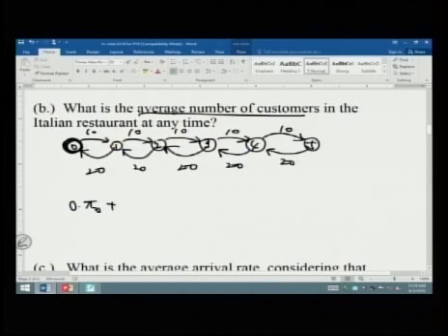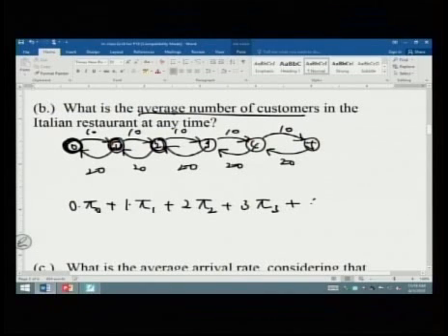Plus, if you are in state number 1, there is 1 customer, right? So 1 times pi 1. If you are in state 2, there are 2 customers. So 2 times pi 2. You have to do this all the way up to state number 5. 4 times pi 4, 5 times pi 5. Is that right? Make sense?